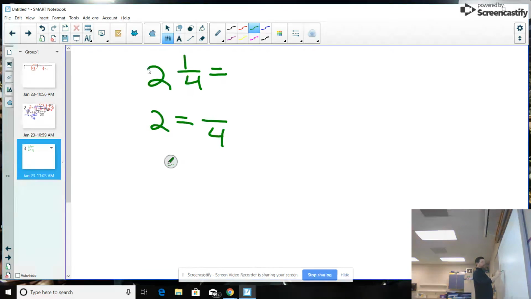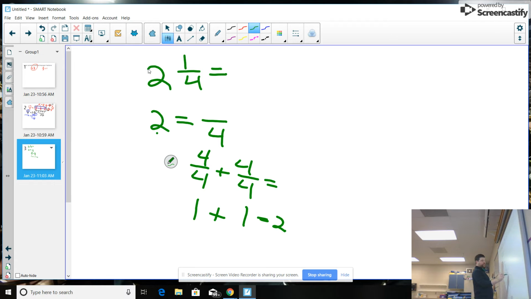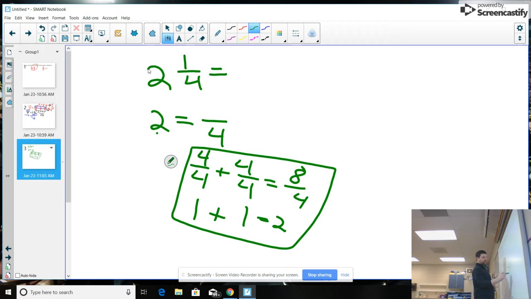Again, remember we said, well, how many fourths is equal to 1? Well, in this case, 4 fourths equals 1. So to equal 2, I have to have another 4 fourths. Adding this together, that's 1 plus 1 equals 2, or 4 fourths plus 4 fourths equals 8 fourths. So all of this right here tells me 8 fourths equals 2.